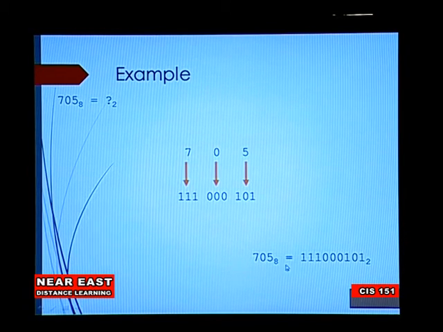705 in base 8 equals, we write it from here, 111 000 101 in base 2. We always have to write the base.